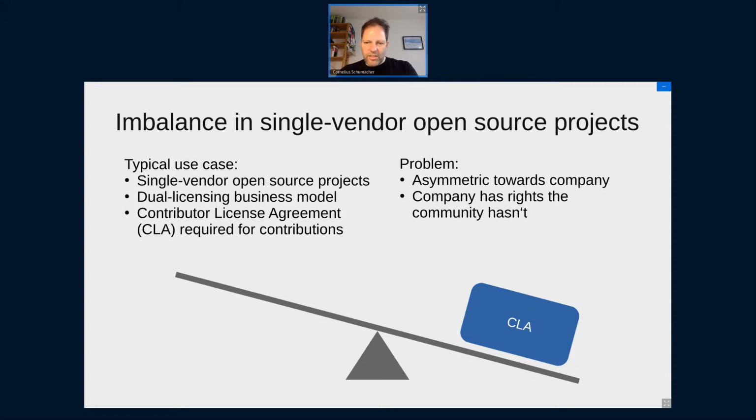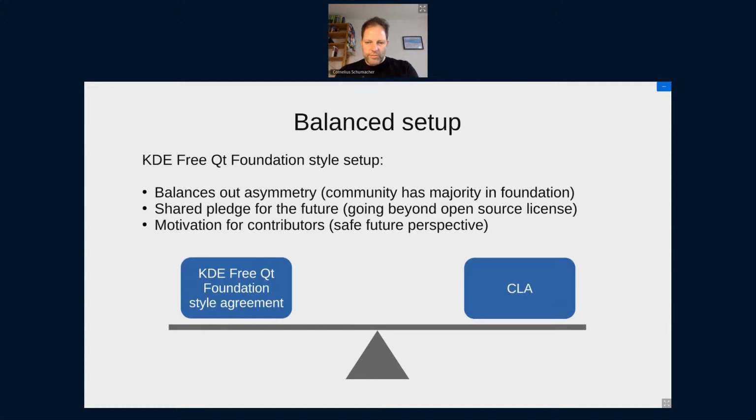And the problem there is that this is an asymmetric setup. So the company has more rights than the community has. And that, of course, can be a demotivation for people to actually participate in this project. The KDE Free Qt Foundation style setup is a way to balance this, so that you add something on the other side where the community gets a say in the future of the project and gets some security about the freedom of the project for the future. And this is a way to motivate people to contribute, because they know it's not only the company profiting from that, but they also give something back and they are obliged to actually do that. That's what the KDE Free Qt Foundation does.